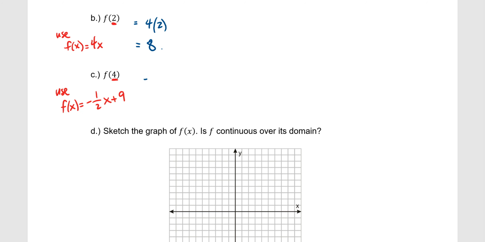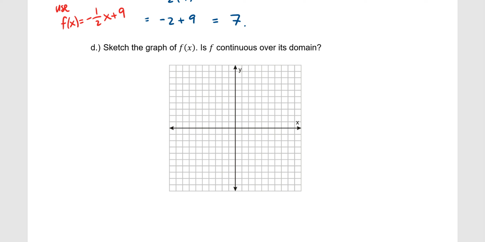So plugging this in, it's going to be negative 1 half times 4 plus 9. So negative 1 half times 4 is negative 2. Negative 2 plus 9 is 7. So f of 4 equals 7 here.